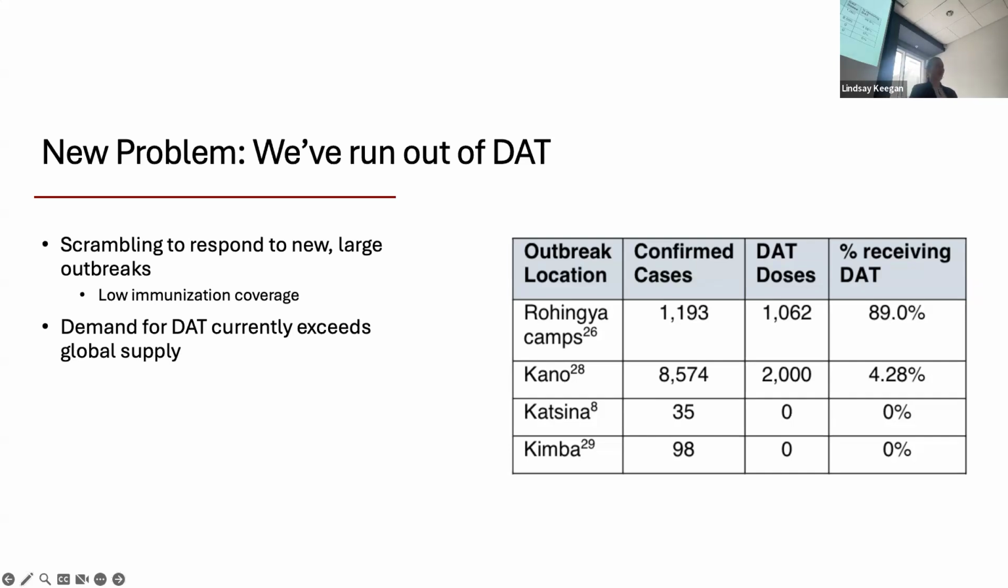There's low immunization coverage, but the real problem is that demand for antitoxin currently exceeds global supply. We do not have enough antitoxin, and not only that, we don't have enough antitoxin in the parts of the world that are having these diphtheria outbreaks. So here are 4 different outbreaks that are happening. The first one is the Rohingya refugee outbreak, where 89% received antibiotics. In Kano, and these 3 are in Nigeria, 4% of them received, sorry, not antibiotics, they received antitoxin, but only 4% or 0% in these Nigerian outbreaks. We're really struggling to get antitoxin to places that need it.